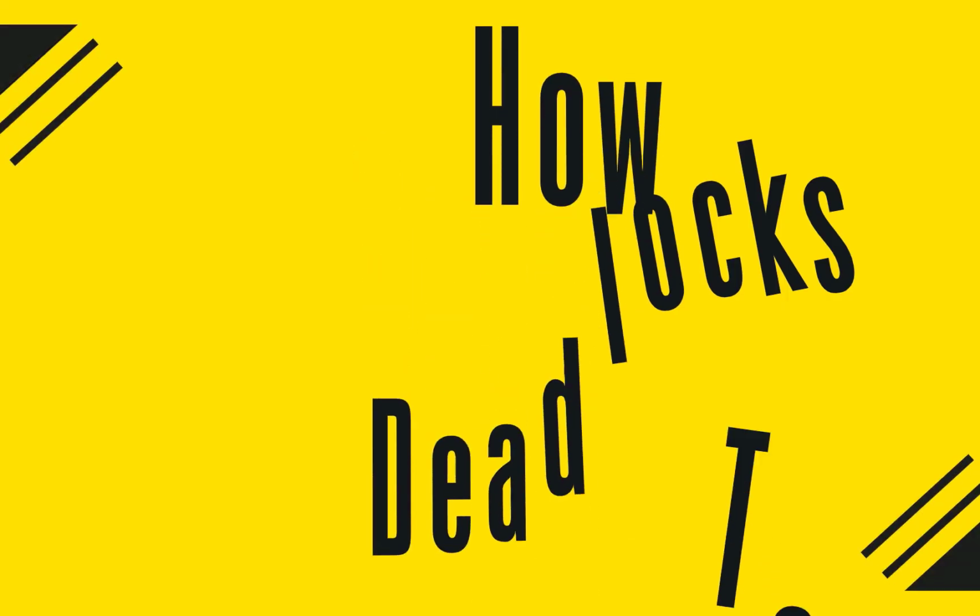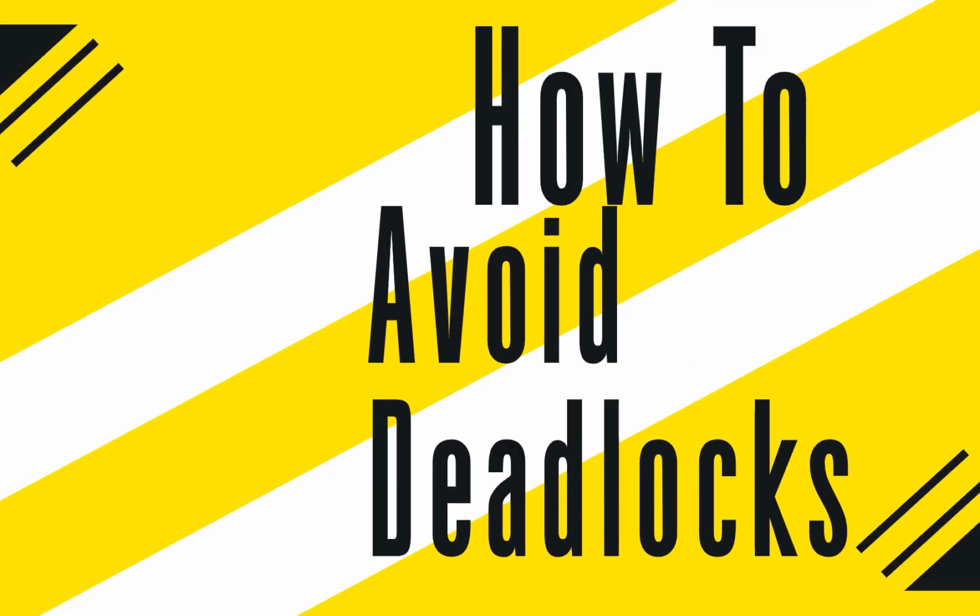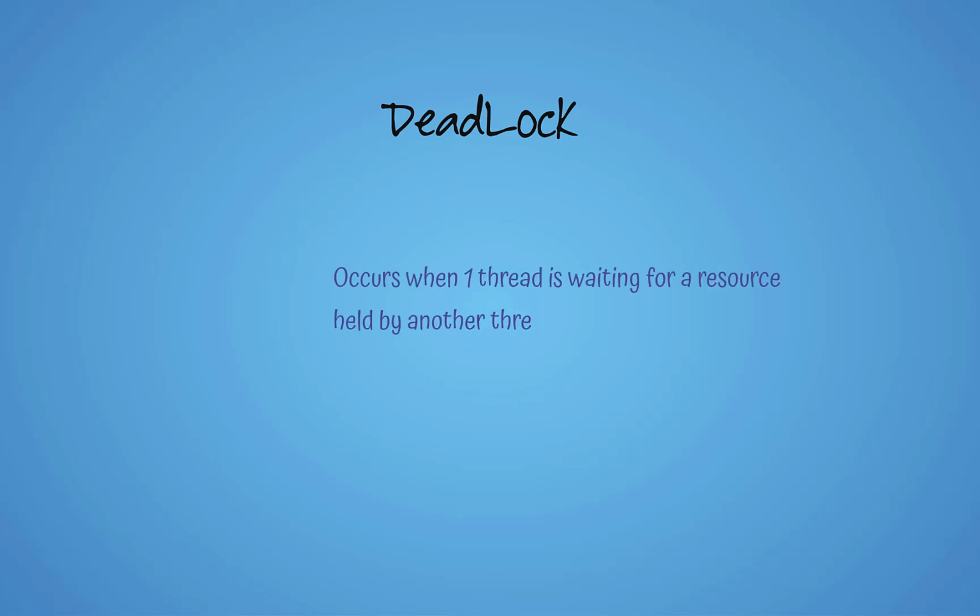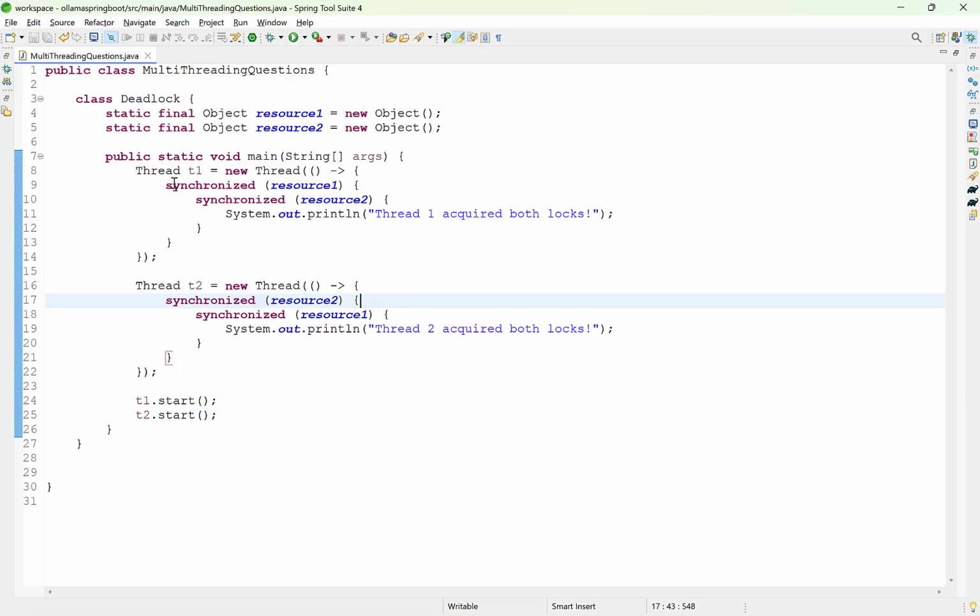Next question is, how to avoid deadlocks? Deadlocks happen when two or more threads wait forever, because they hold locks that the other thread needs. If you see this code, it has two threads trying to acquire locks for the same two resources. In this example, thread 1 takes the lock of resource 1, then waits for resource 2. Thread 2 locks resource 2, then waits for resource 1. Since both threads are waiting for each other, they will never proceed. This is deadlock.